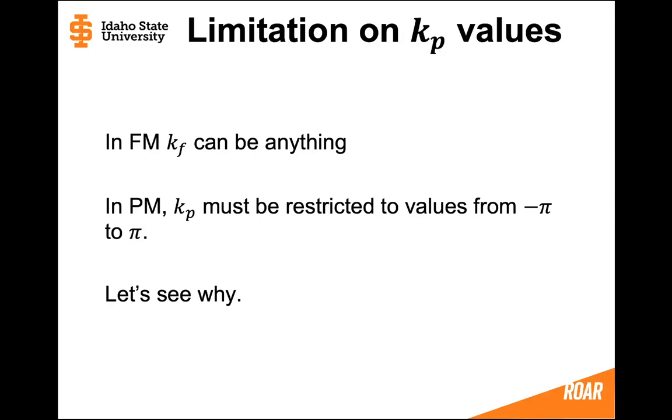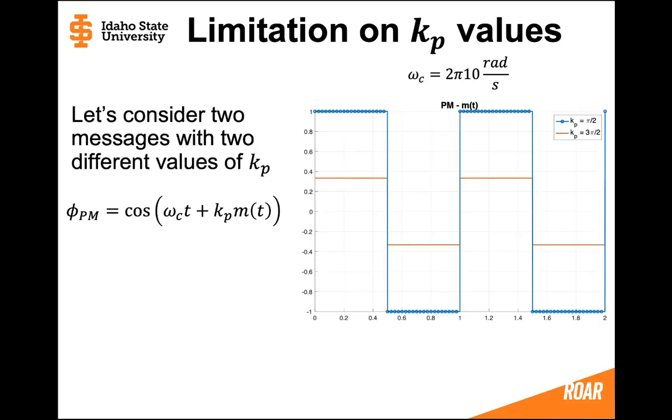Now let's look at one last thing. And that last thing is the limitation on the value of Kp. That's the constant that we apply to the message in phase modulation. So in frequency modulation, we could have that constant Kf be anything. But for phase modulation, we should restrict the value of the constant Kp from minus pi to pi. Let's see why that's important.